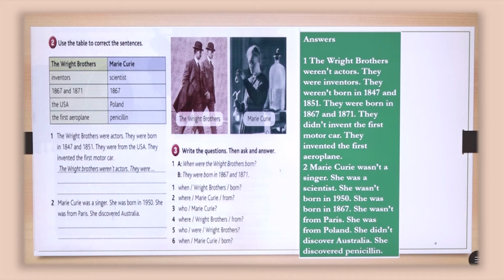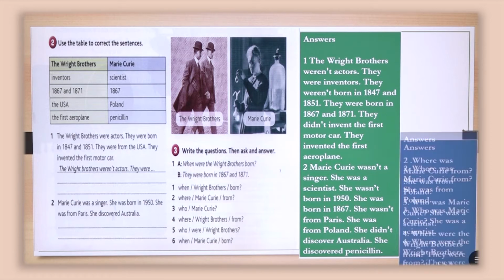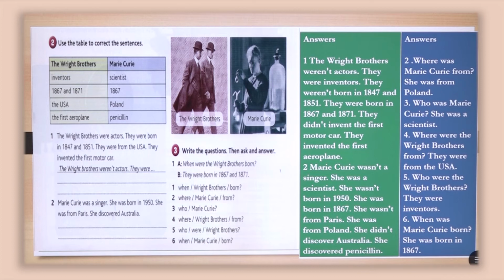Okay, let's see. So, question number 2 is, where was Marie Curie from? She was from Poland. Who was Marie Curie? She was a scientist.